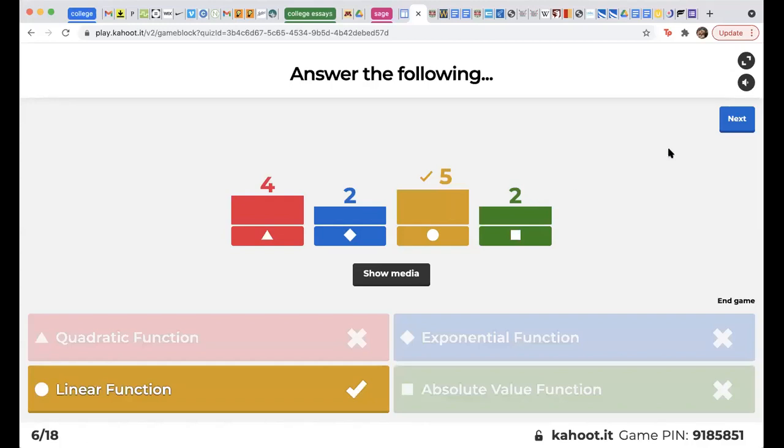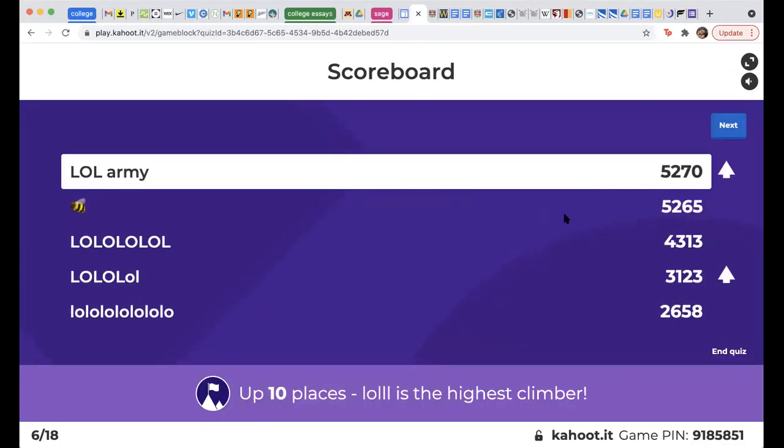Yes, good job. It's a linear function. We talked about this when we learned about linear functions. Okay, can you guys see it?